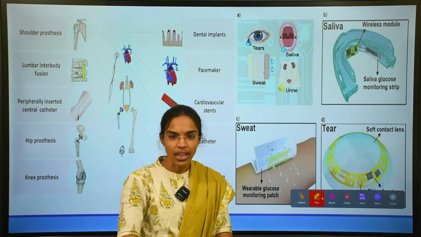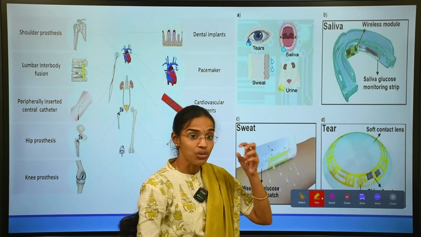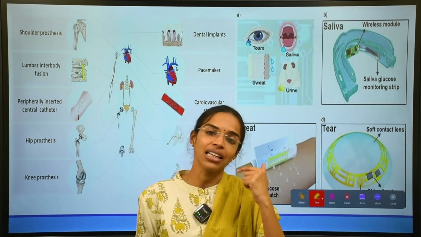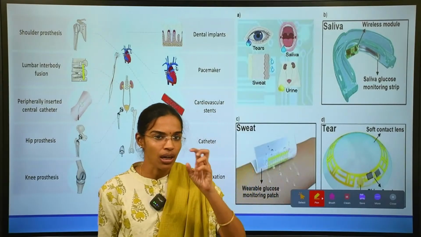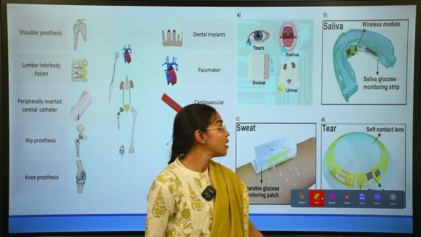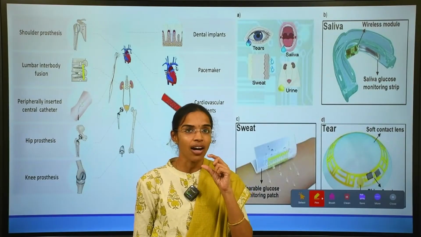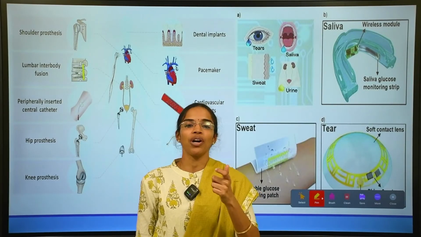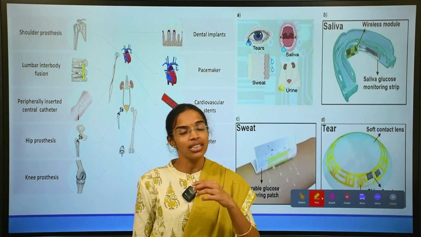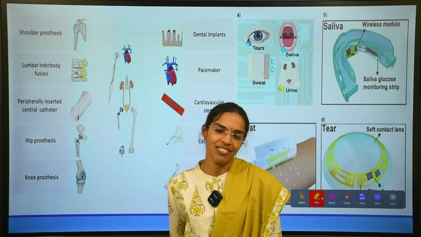And also the soft contact lens, which uses tears. They are not using the direct eyeball; they are mediated by means of tears. And also saliva glucose monitoring strips. As mentioned just now, saliva is not a body orifice. It comes from the body orifice, but it is not a body orifice. So the saliva glucose monitoring strips, all these things, can be considered non-invasive medical devices.